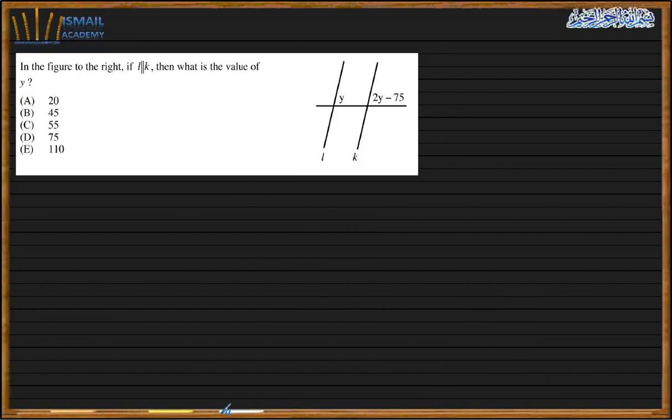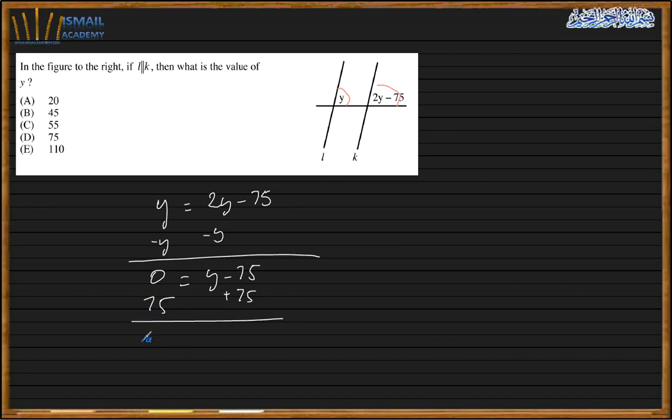Next question. So in the figure to the right, we have L parallel to K, so they're parallel, which means those are corresponding angles. If they're corresponding angles, they are congruent. So I have y equal to y minus 75. Minus y both sides. So I got 0 equals y minus 75 plus 75. And I got 75 is my y, and D is my answer.